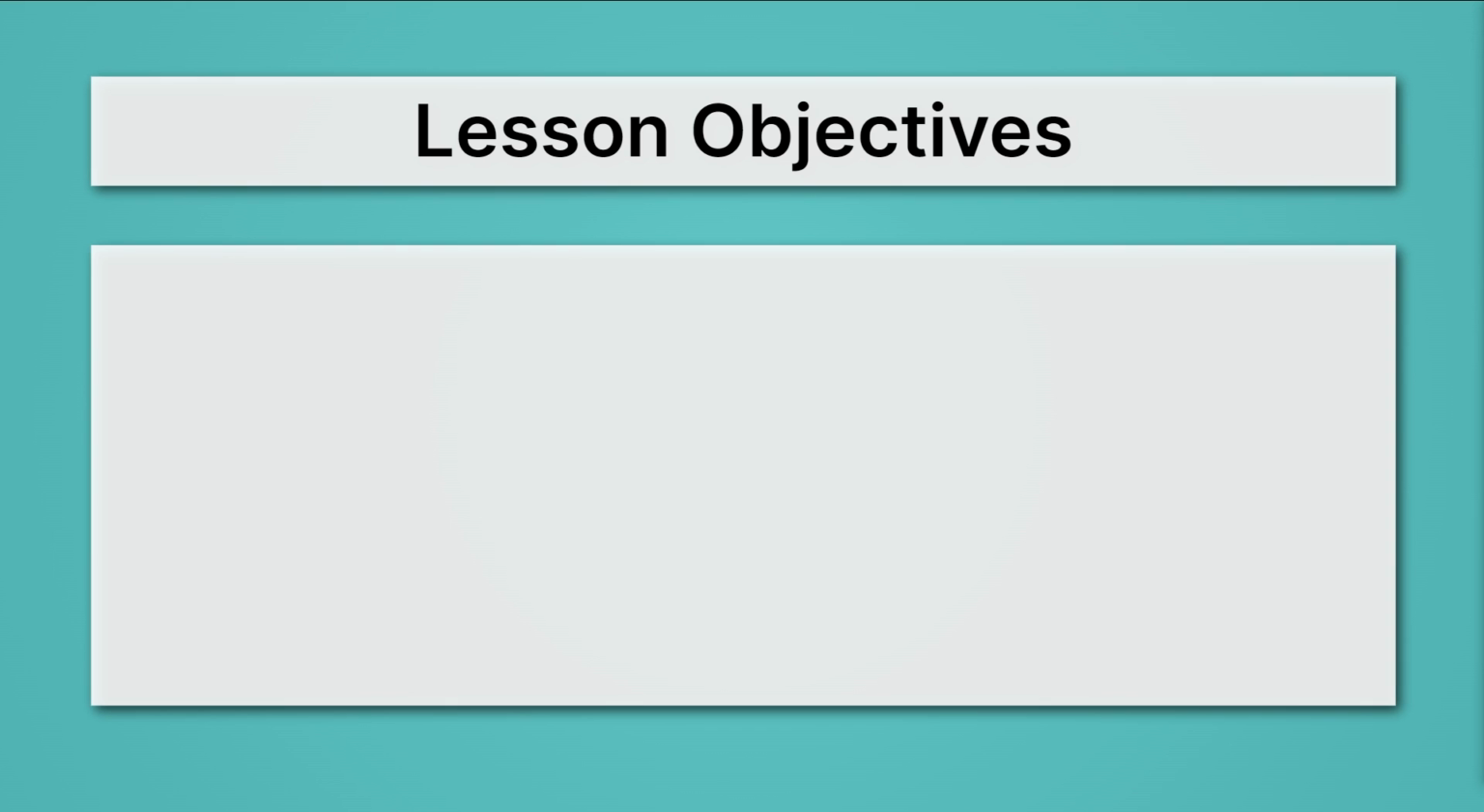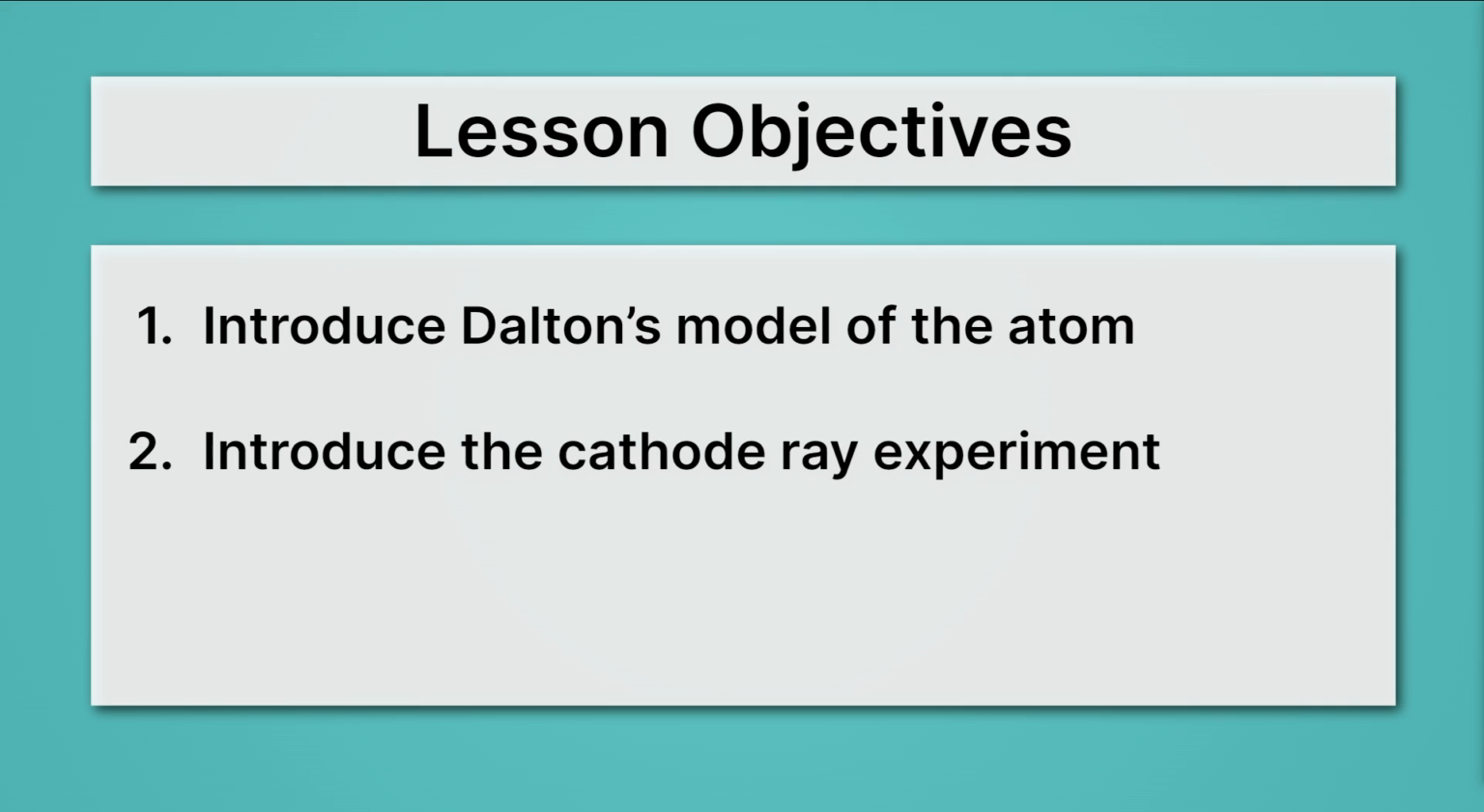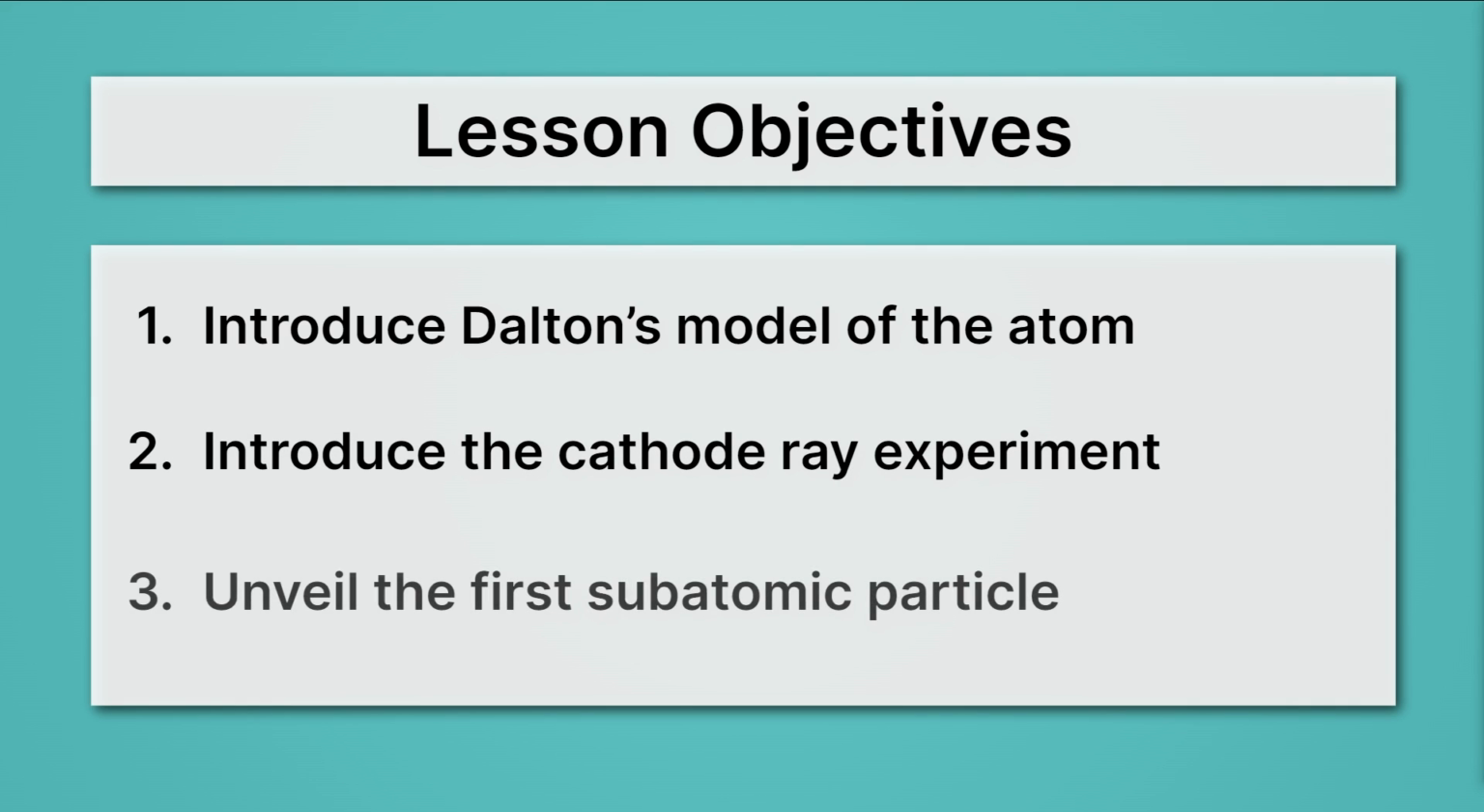Let's begin by reviewing our lesson objectives. First, we'll introduce Dalton's model of the atom. Then, we'll introduce the cathode ray experiment. And lastly, we'll unveil the first subatomic particle ever discovered.